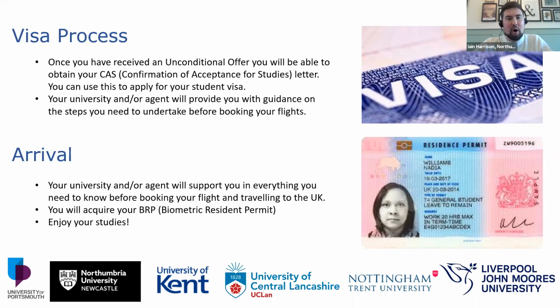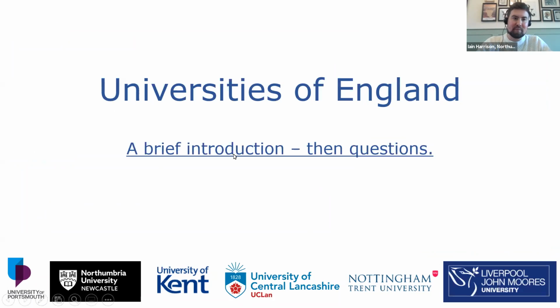Finally, I just want to talk about your arrival in the UK as well. So again, your university is going to be supporting you in arriving in the UK and everything that you need to know in that aspect. You get a biometric resident permit as well, or a BRP card. It looks something like the card on the right there, which is the final piece in the puzzle, really, for you to enroll in person on the course and to start your studies.